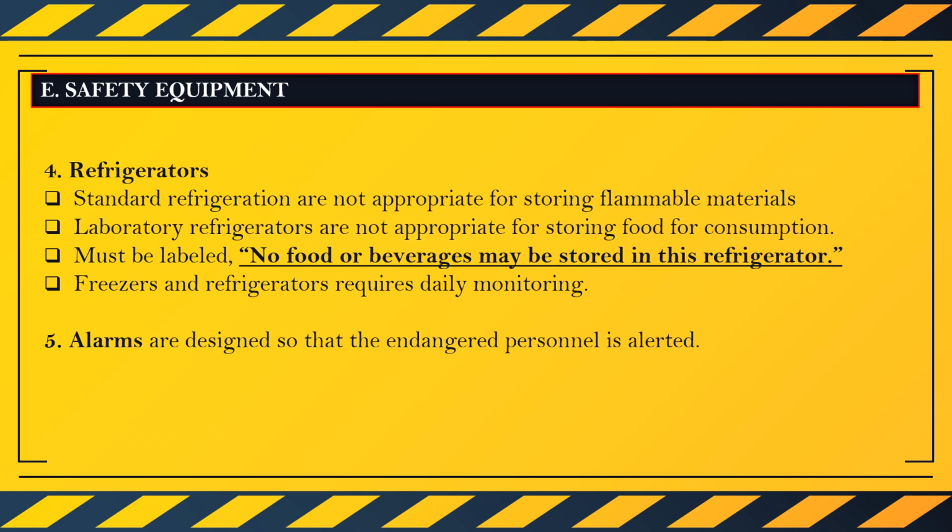Okay, next, refrigerators and alarms. Take note, class, that standard refrigeration temperatures are not appropriate for storing flammable materials, and they are also not appropriate for storing food for consumption. So each refrigerator must be labeled: no food or beverages may be stored in this refrigerator. And this applies to laboratory freezers as well. Number five is alarm. They are designed so that endangered personnel are alerted in case of emergency. And take note that all individuals should become familiar with the exact location of the fire alarm and fire stations nearest to the laboratory.